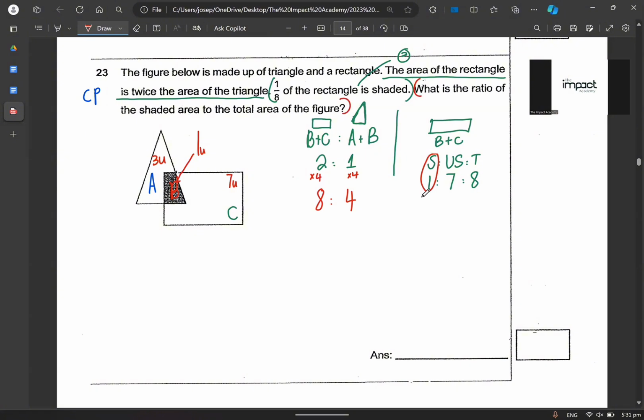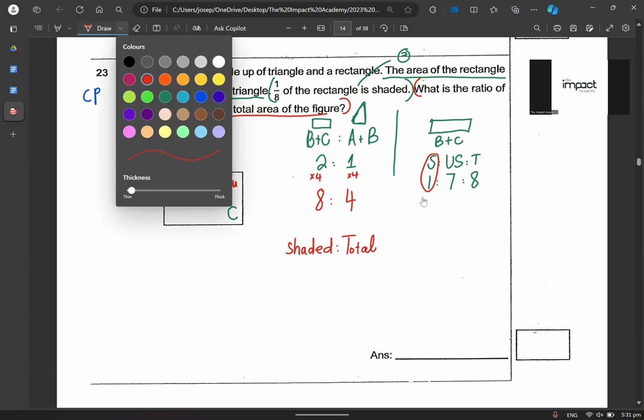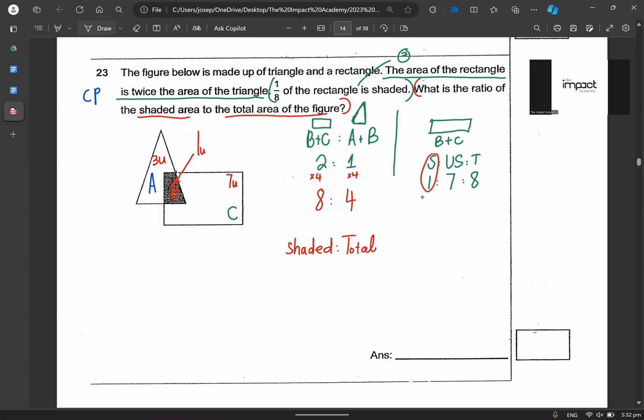Am I making sense? The ratio of the shaded area to the total area of the figure. So shaded is to total. Am I making sense? What is the shaded? 1. What is the total? 3 plus 1 plus 7. So 1 is to 11. That is the reason why your answer for this question has to be 1 is to 11.